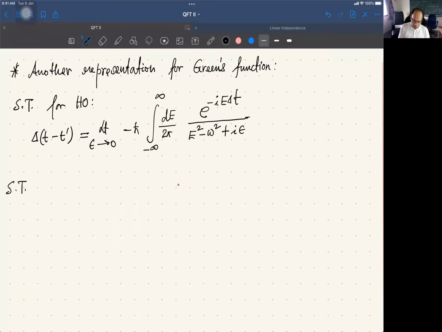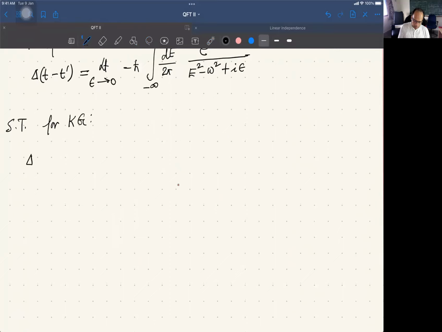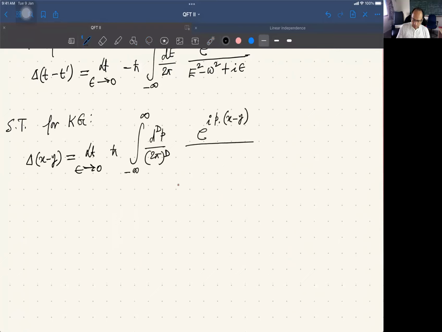and show that for the Klein-Gordon field, delta(x - y) can be written as, in the limit epsilon goes to 0, h bar times the integral d^d p over (2 pi)^d from minus infinity to plus infinity of e to the power i p dot (x - y) divided by p square plus m square minus i epsilon.